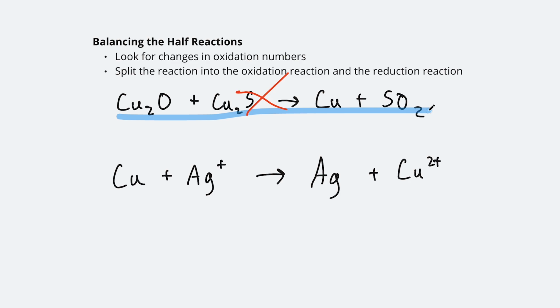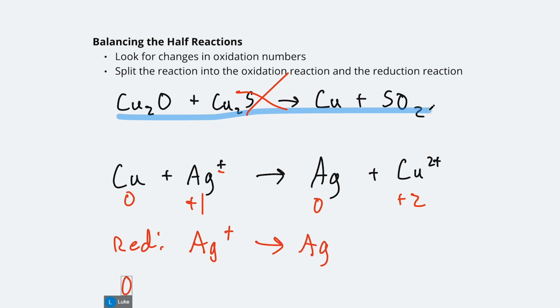So start the exact same way and identify your oxidation numbers so you can determine which one got reduced and which one got oxidized. The way that we balance this is by first writing the half reactions. So the reduction is whatever atom lowered an oxidation number. So that would be silver going to silver without a charge. And then the oxidation would be copper going to copper with a charge.